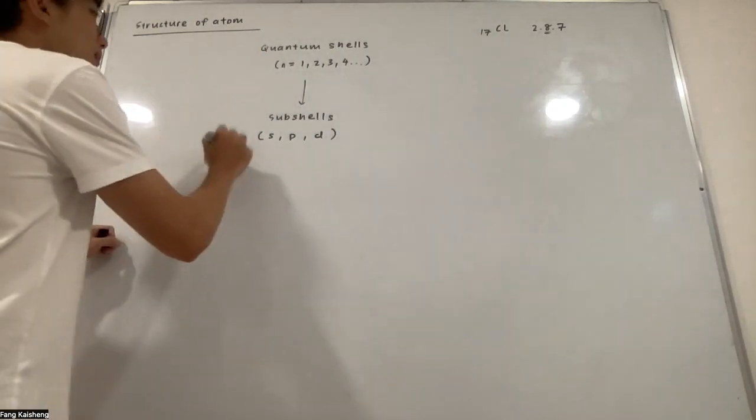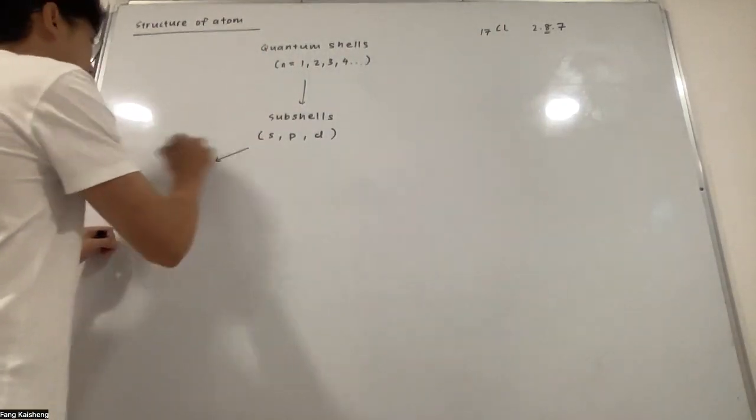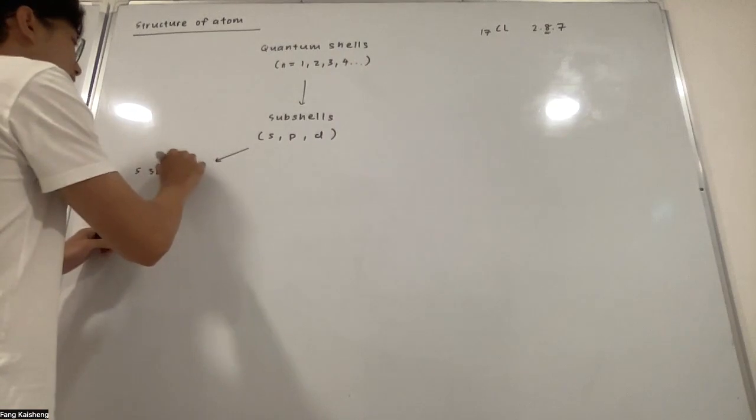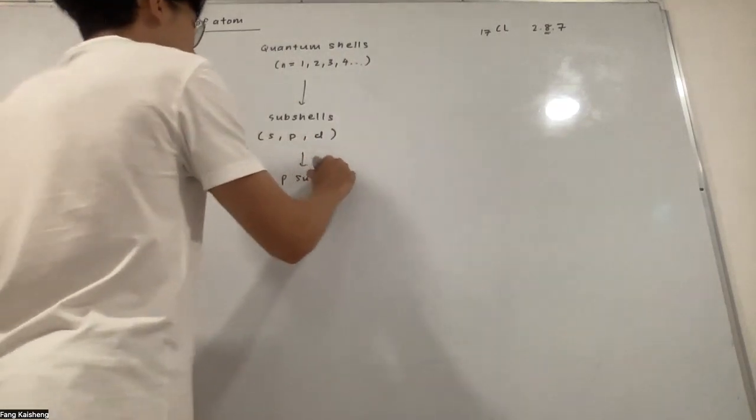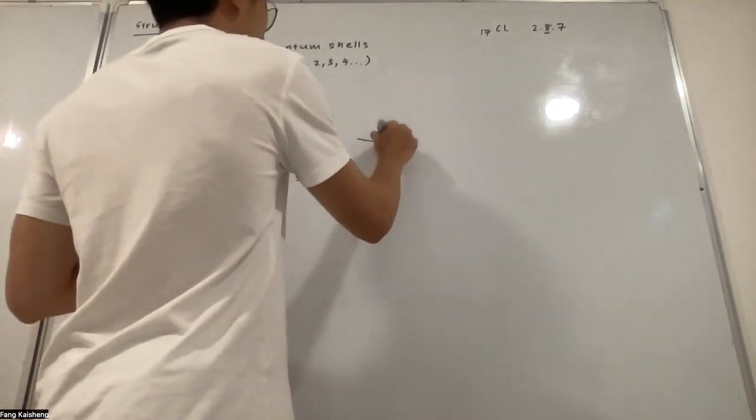So first of all, subshells, we've got 3 different types. Let's list down all the 3. We have the S subshell, the P subshell, and the D subshell. We only need to focus on these 3.